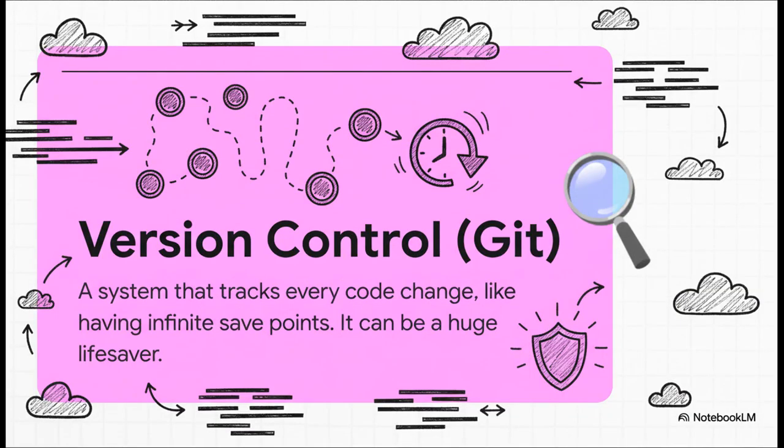And finally, version control. And the king of version control is Git. Imagine being able to save your game at any point. That's Git. It tracks every single change you make to your code. If you mess something up horribly, no problem. You can just rewind time back to a version that worked. It is an absolute non-negotiable lifesaver.